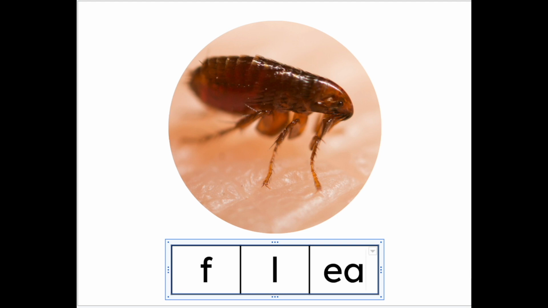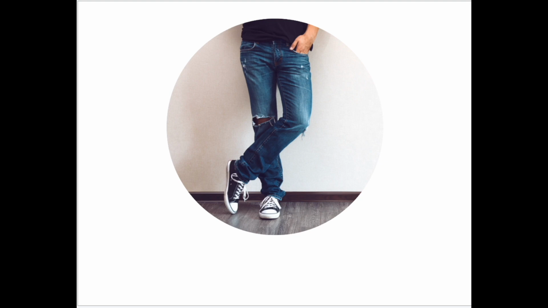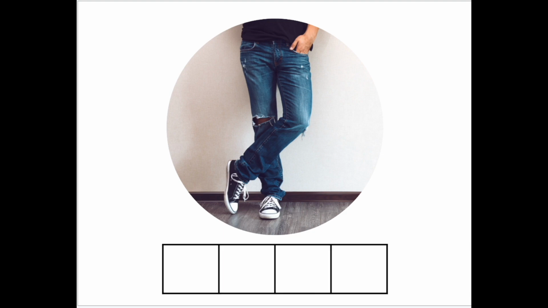Awesome job. Here we have jeans. Jeans. How many sounds do you hear in the word jeans? Yes, there are 4. Let's sound it out. What is the first sound you hear in the word jeans? J, j. The J sound could be spelled by a G or a J. Now, I just know it's spelled with a J. This is something you're going to have to remember.